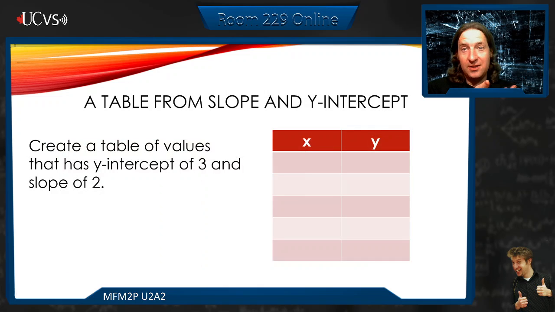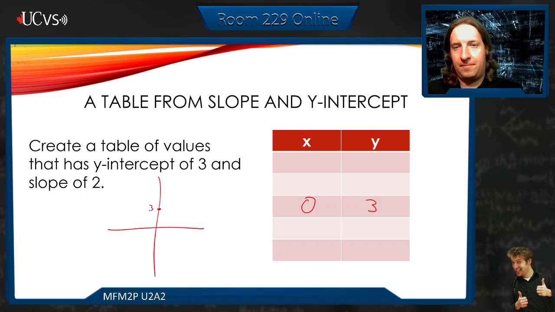Or doing it backwards, what happens if it tells us the y-intercept is 3 and the slope is 2? So again, a y-intercept of 3. That means it has to have an x value of 0 and a y value of 3. So we know one point right away. It's telling us that on my graph, it goes through the y-axis at a value of 3. The x value is equal to 0 there. And it tells me the slope is 2.